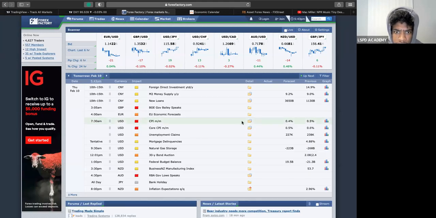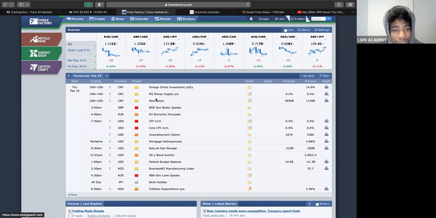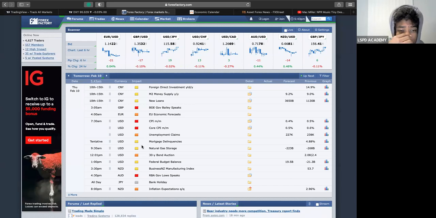CPI, core CPI, unemployment. So when you see, and I go over this in videos too, Forex Factory is one of the main sites I use for my news. Typically what I'm looking at is the news reports based on the currencies that I'm trading, like Great Britain Pound, USD. Those are the main folders I'm looking at.